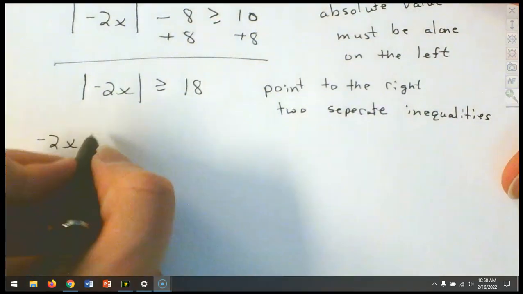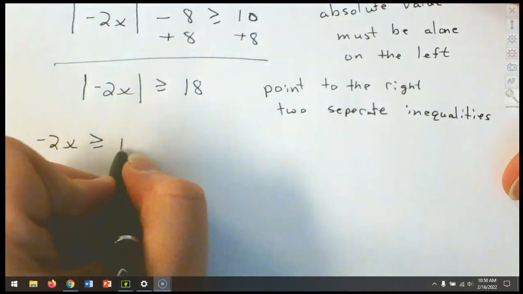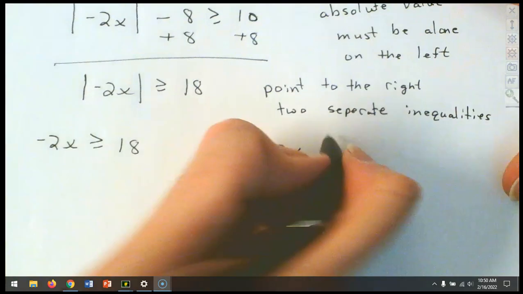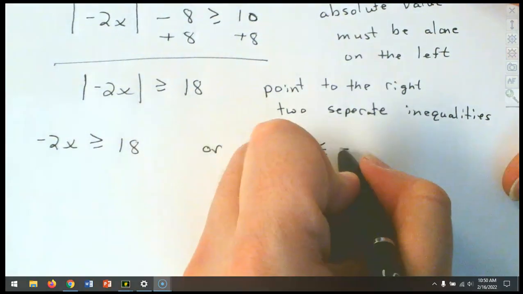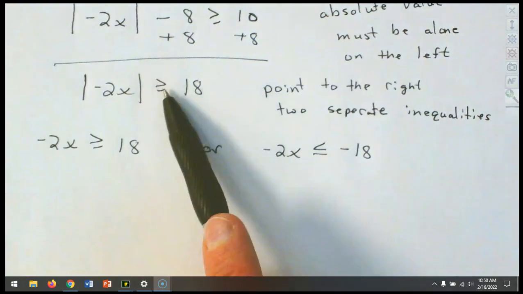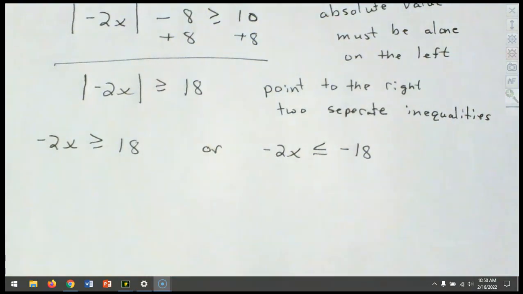Minus 2x is greater than or equal to 18, or minus 2x is less than or equal to a negative 18, right? Why do we have the 2 separate inequalities? Because which way does it point? It points to the right. If it points to the right, what do we have? 2 separate inequalities.